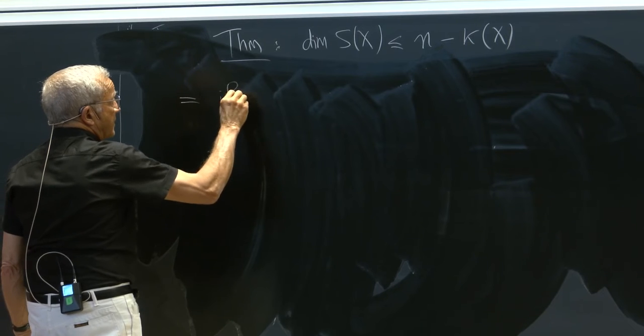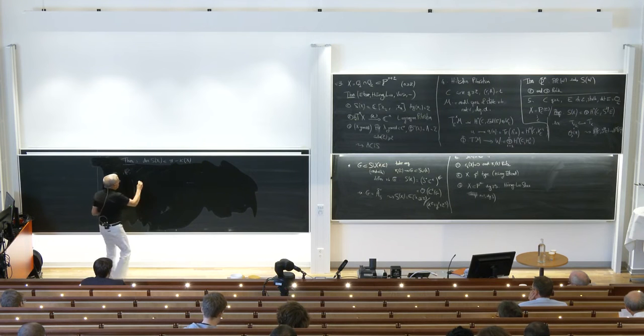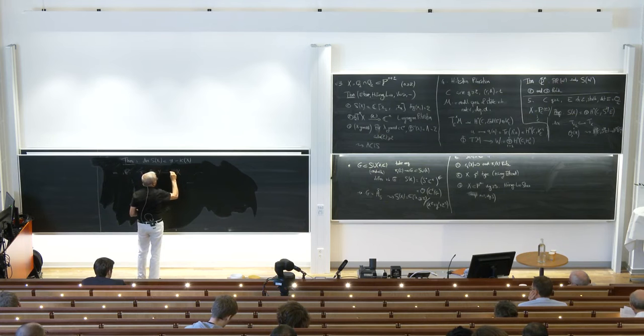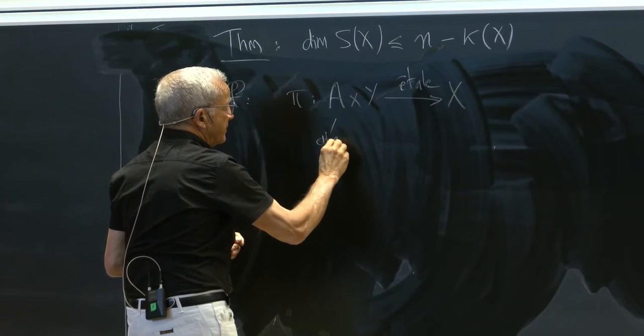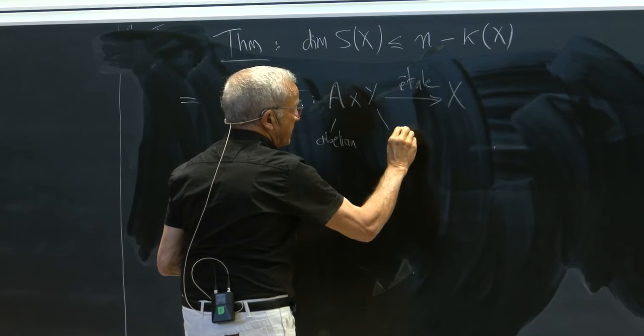We have equality exactly when there is an étale cover of something of the form A times Y to X. So this is an étale cover, A is abelian, and Y is of general type.